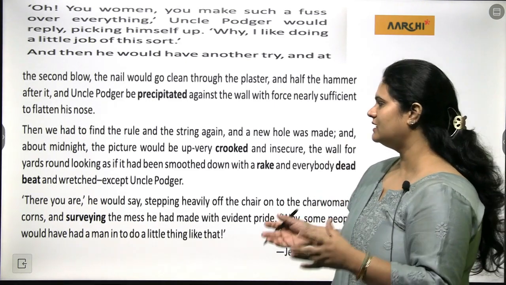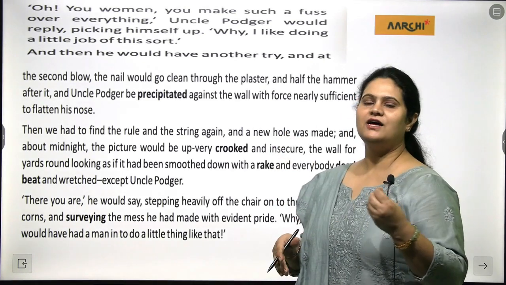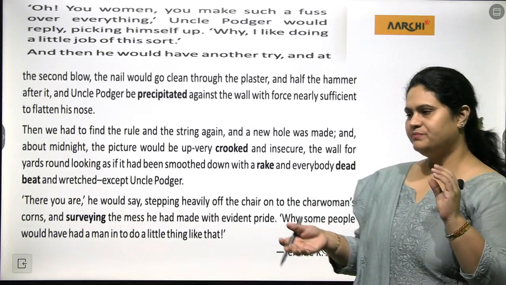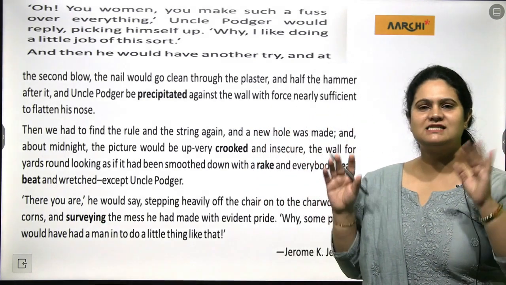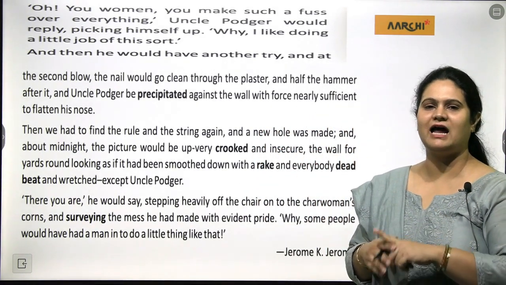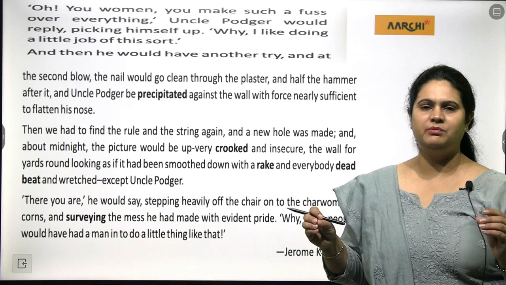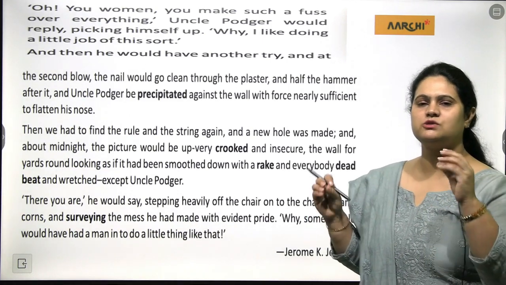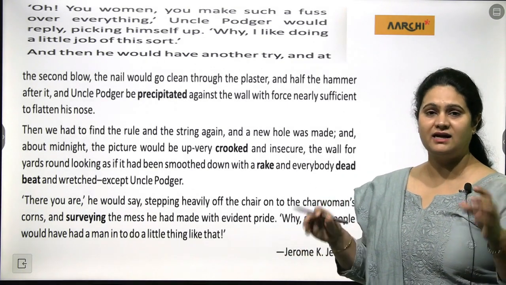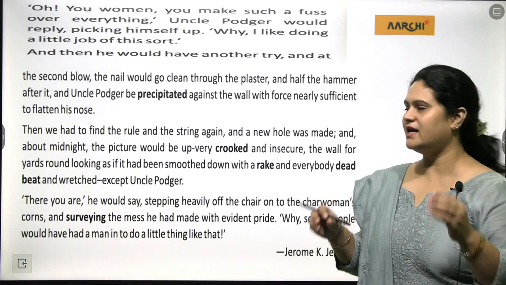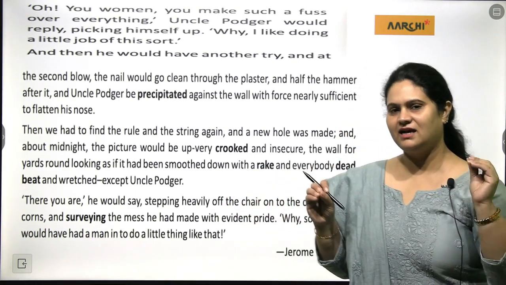The wall for yards round looked as if it had been smoothed down with a rake. What is a rake? It is a tool which has all these blades, teeth on it, that is used for scraping. So the wall would look as if it had been scraped with a rake, and everybody deadbeat. Deadbeat means every person was so exhausted, so tired and wretched, unhappy. Wretched means unhappy. We all would be so exhausted and unhappy except Uncle Podger, who would be very happy that he had done his job.